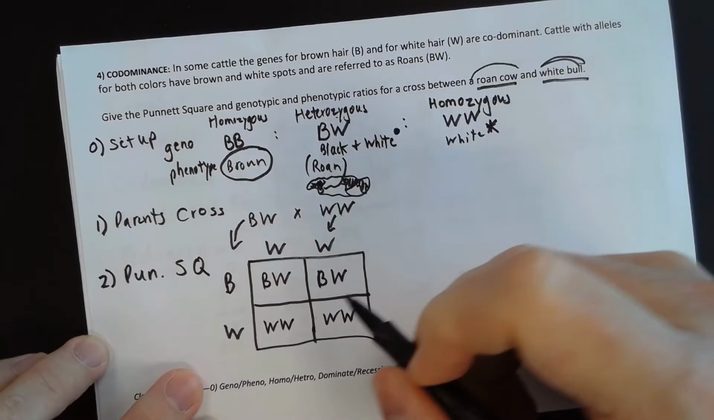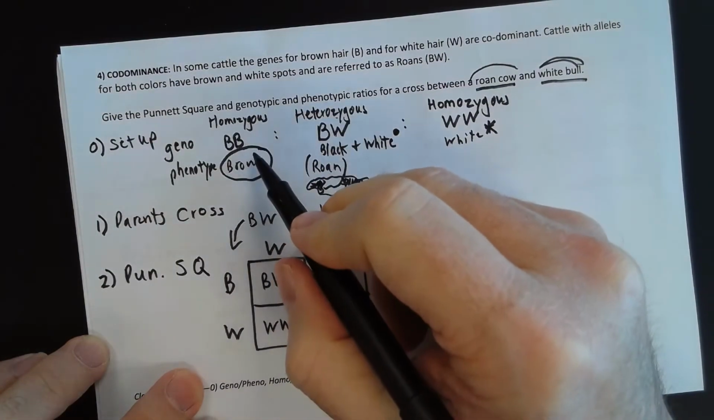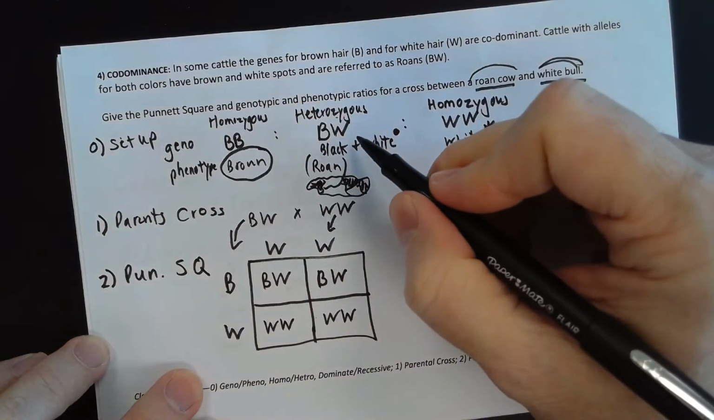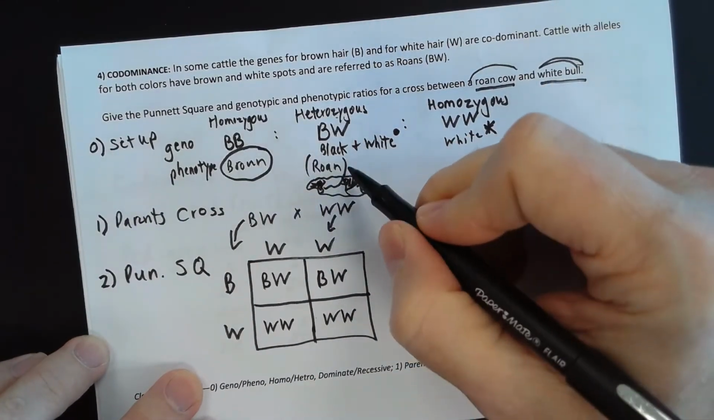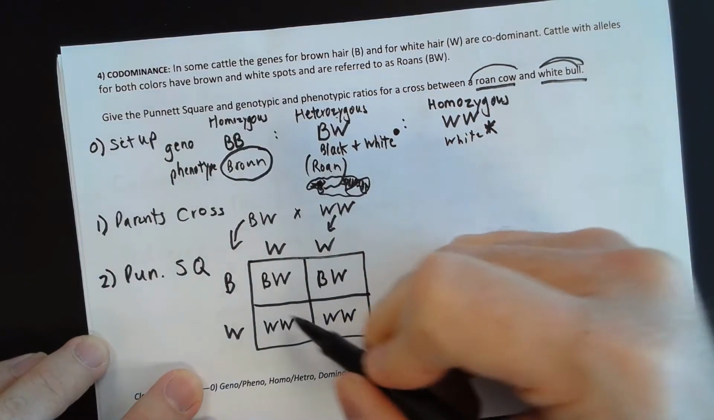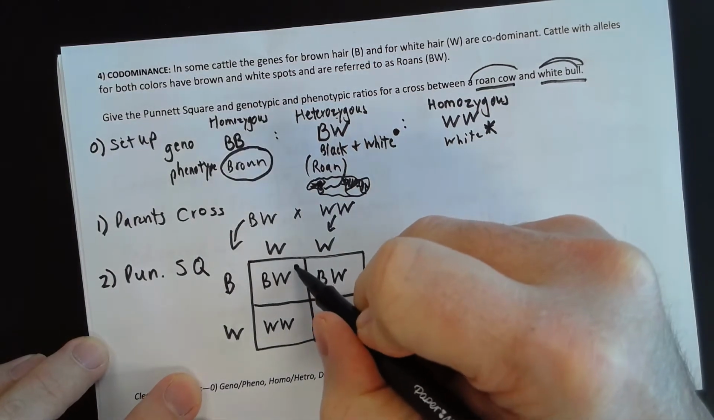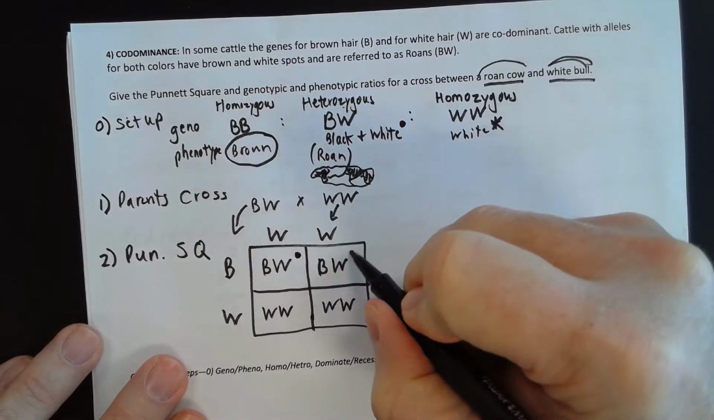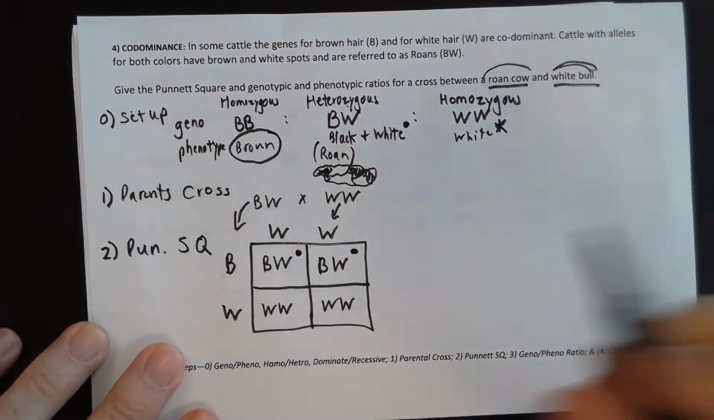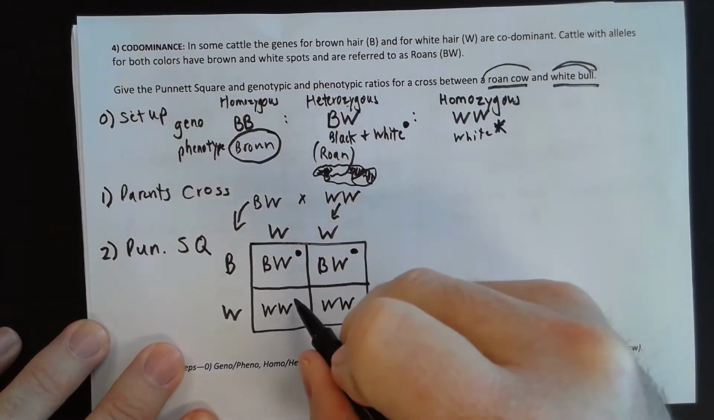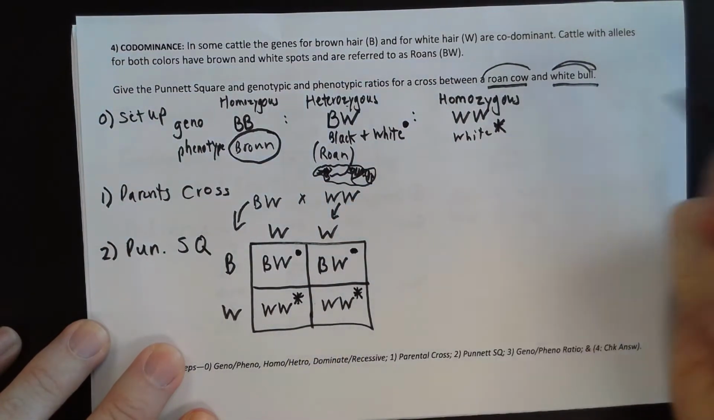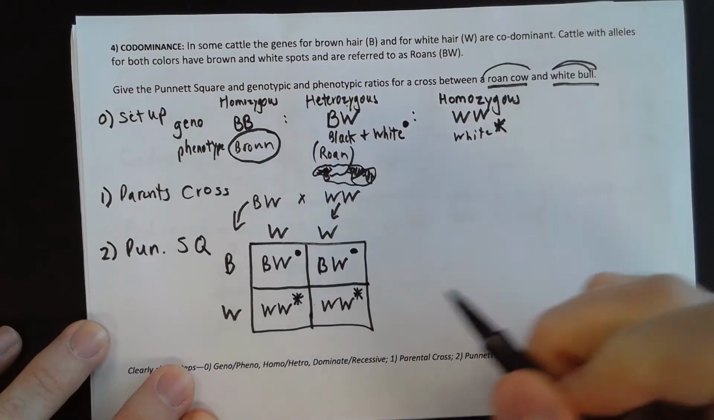Okay, so now let's label the phenotypes. Do we have any brown, any BB? I see none, so we're not going to circle any. Do we have any heterozygotes, which is the roan, black and white? Yes, I see one here, so I'm putting a dot, because that's what we're going to use, the dot. And one here. Okay? And then do we have any white, WW? And I see two, we're going to put the asterisks. So now we've got the genotypes and we've labeled the phenotypes.